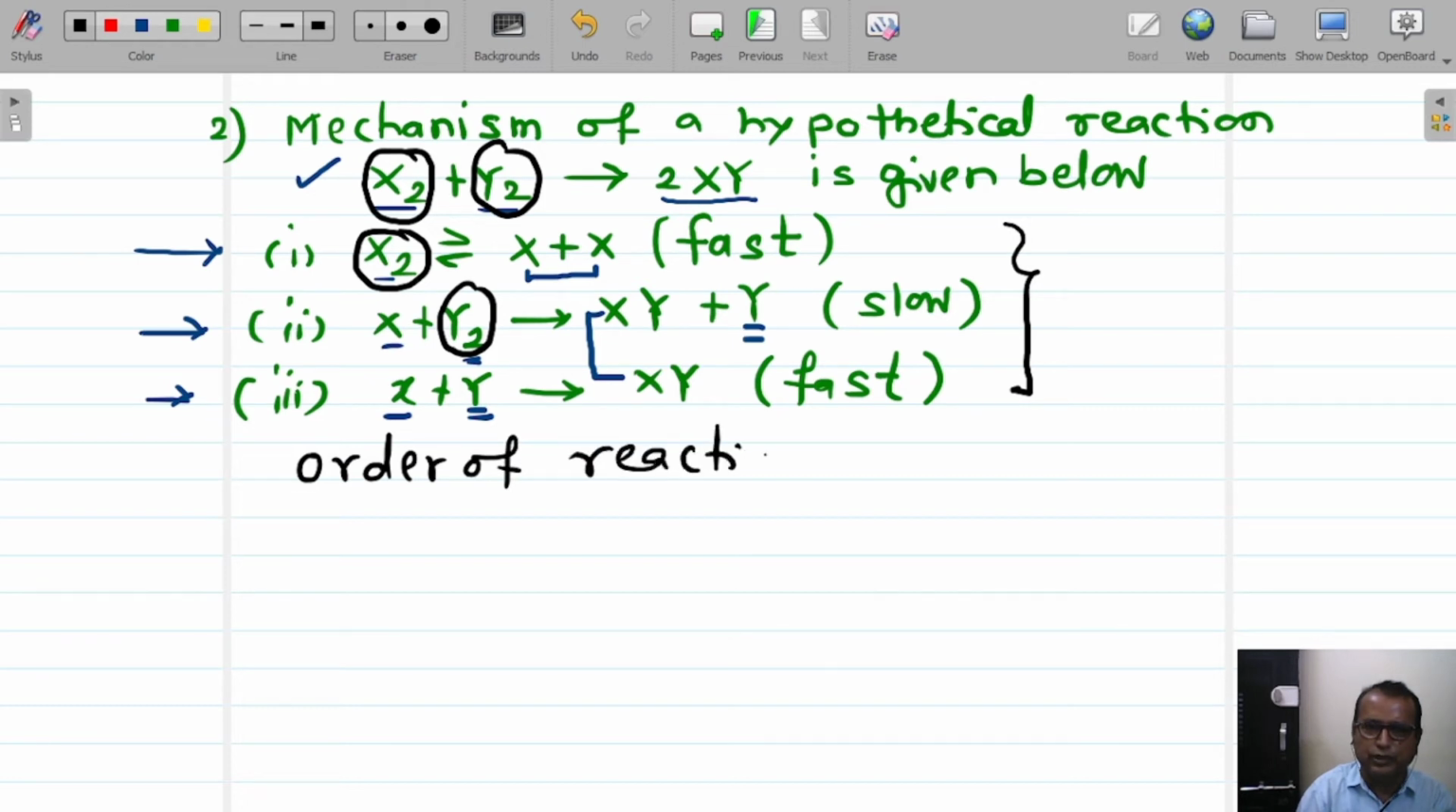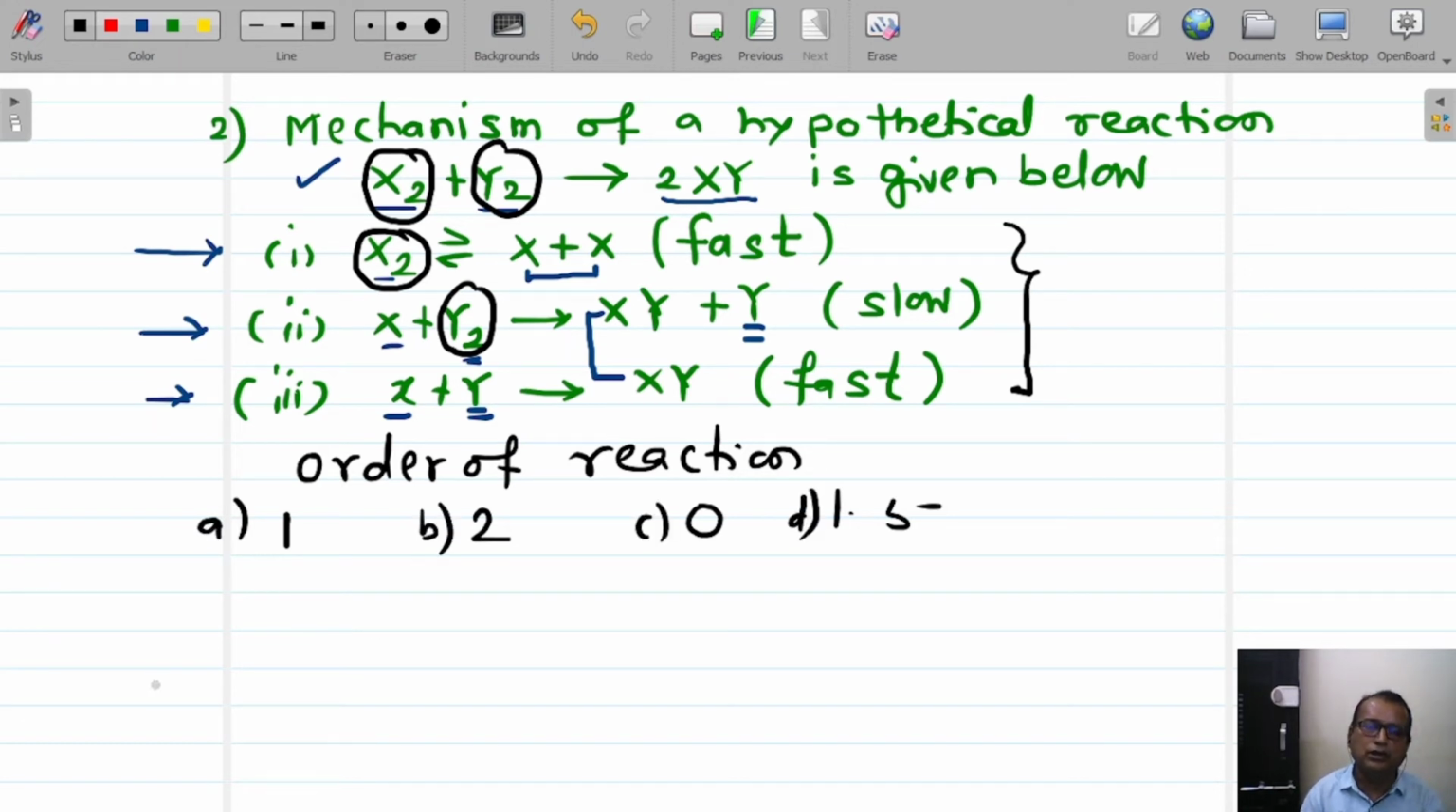Order of given reaction. Order of reaction determination is our question. With respect to this mechanism given to you, the order of the reaction will be: A) 1, B) 2, C) 0, D) 1.5.